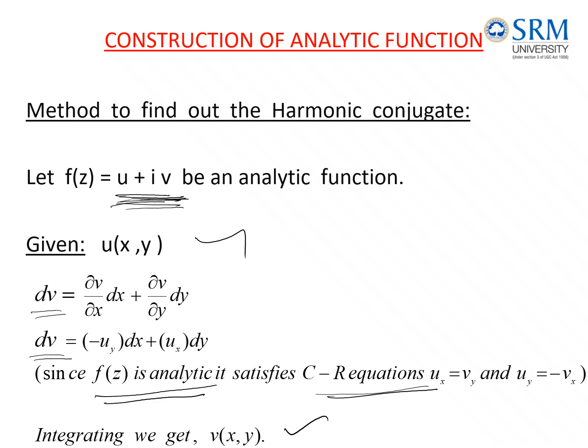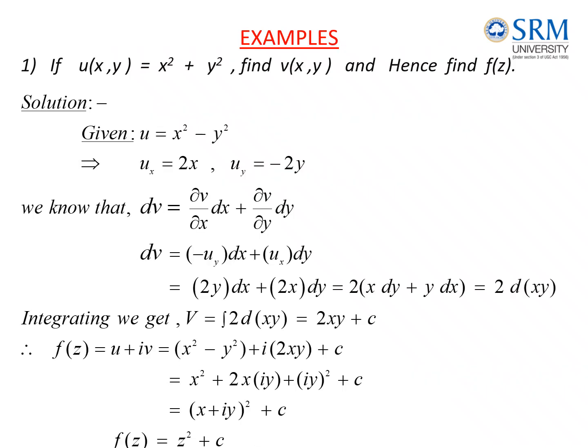With an example, we will see both the methods, how to find the analytic function if u is given, that is, the real part of the analytic function is given. So see this example, here u is given as x square minus y square. We need to find v, and then we need to find f of z. So first we need to find v, which is called the conjugate harmonic function. For that we require the partial derivative of u with respect to x and the partial derivative of u with respect to y.